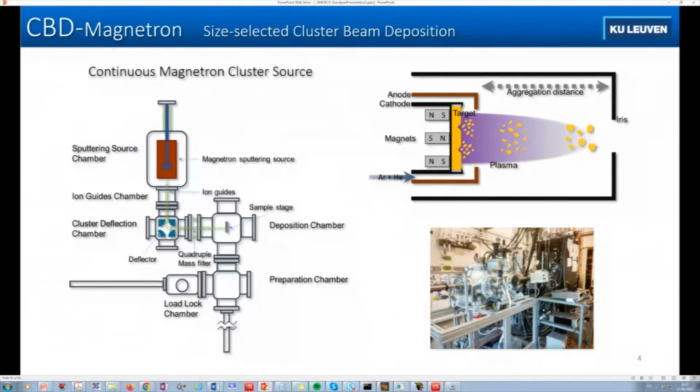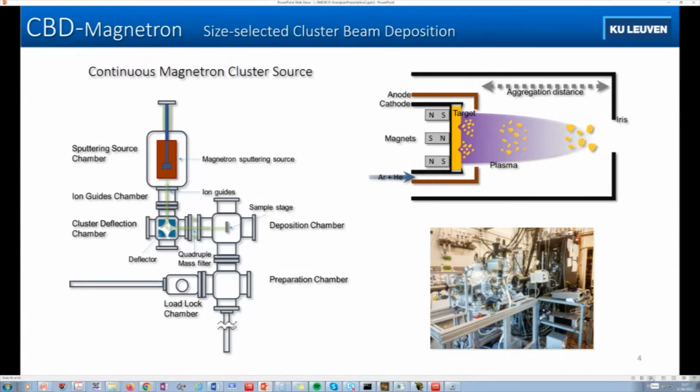You can use a system to select the size, because as a function of their size and their charge, they have different velocity and different trajectory, and then you can really select one size if you want to, and then you deposit on the sample holder. So you see, the machine looks a bit like a synchrotron actually.